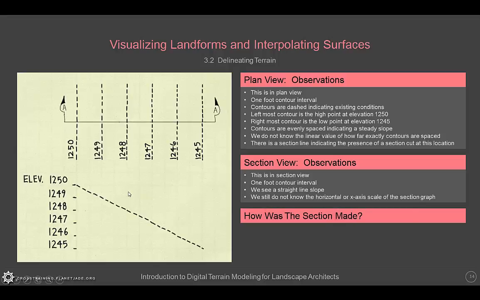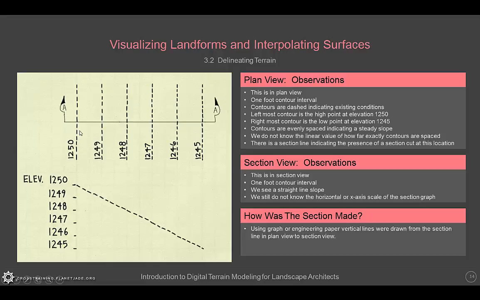Another question you might have is, how do you create this section? Oftentimes you'll look at some contours and it's not very straightforward what's going on, and it can be helpful to take a section. So how do you take a section? The first thing I usually do is draw a line in plan view where I want to take that section. In this example, I want to take it perpendicular to all of these contours.